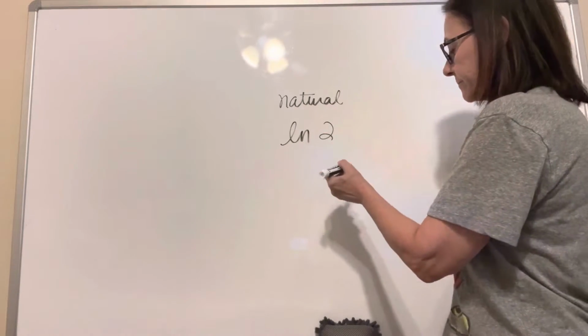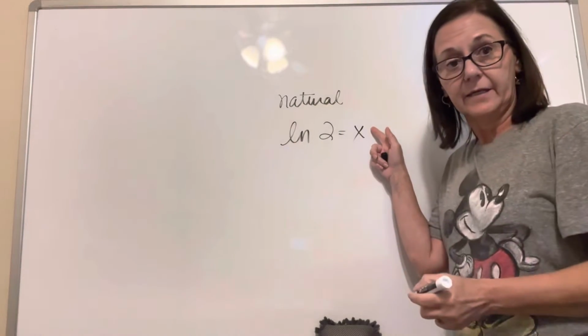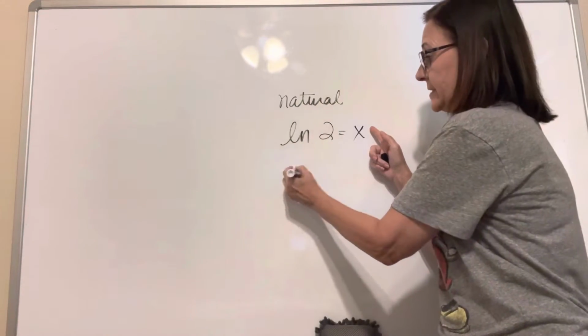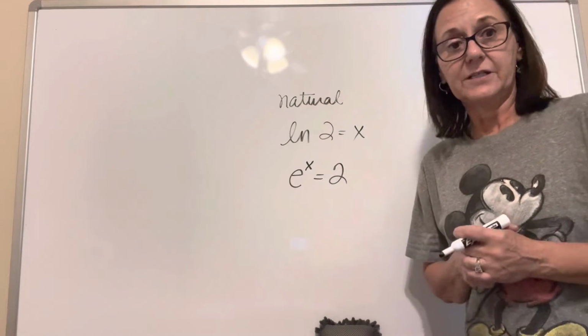So this would look like in exponential form: my base is e, my exponent is x, and my solution is 2.